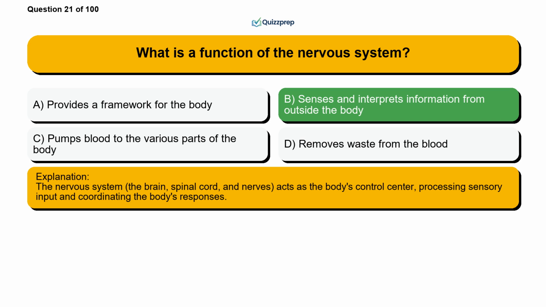The nervous system, the brain, spinal cord, and nerves, acts as the body's control center, processing sensory input and coordinating the body's responses. Question 22.